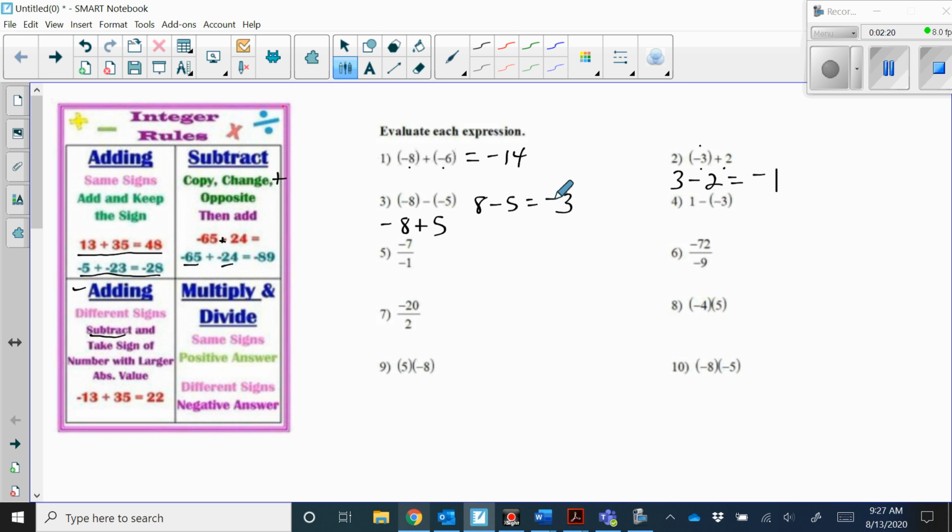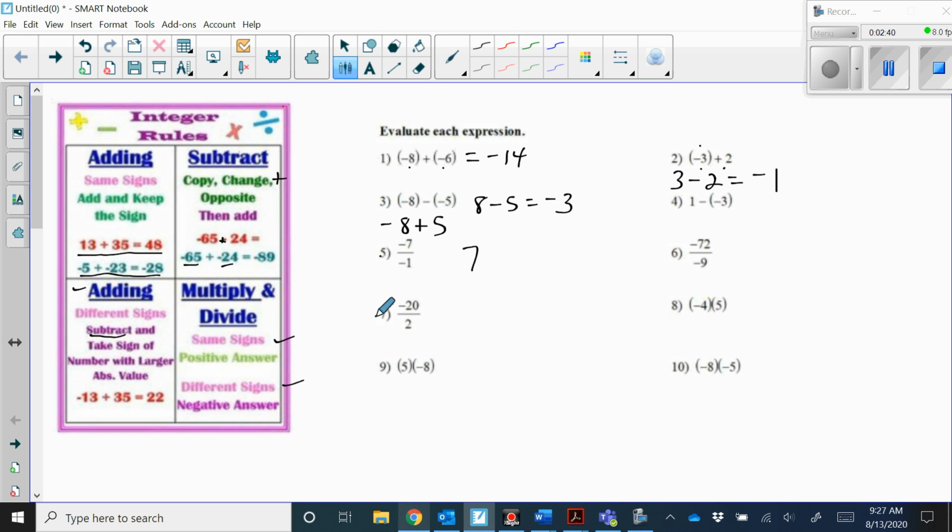With multiplying and dividing, there's 2 rules. If they're same sign, the answer is positive. Different sign, the answer is negative. So here for number 5, we have negative 7 and negative 1. You're dividing a negative divided by a negative, and it's going to be positive.